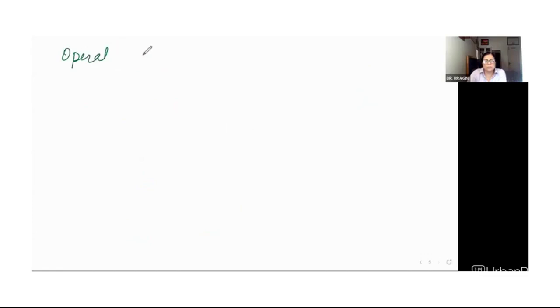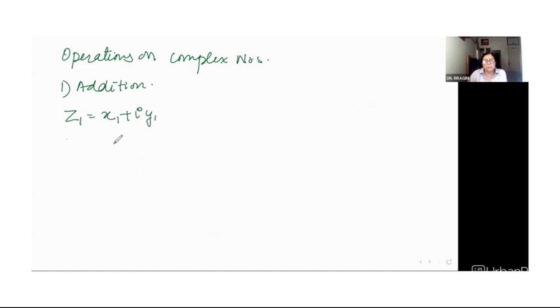Basic operations on complex numbers. First one is addition. Let Z1 be x1 plus iota y1. This is one complex number. Let the other be x2 plus iota y2. So what happens if we have to add them?